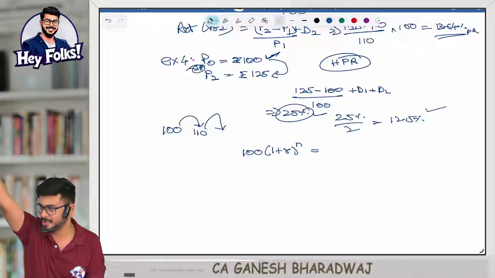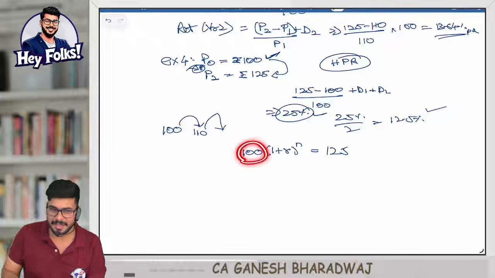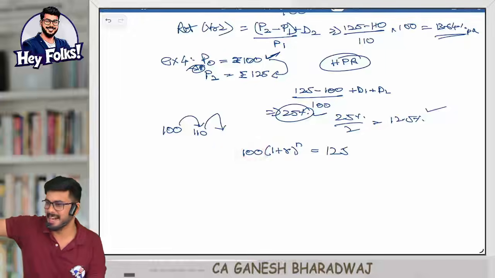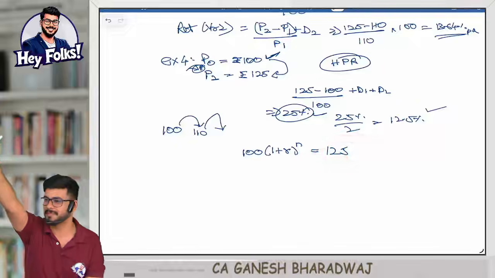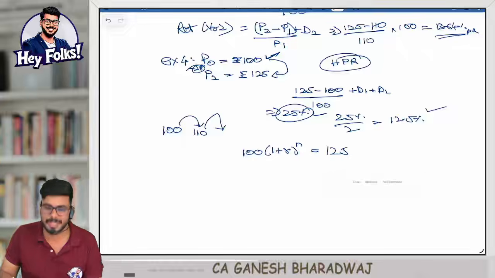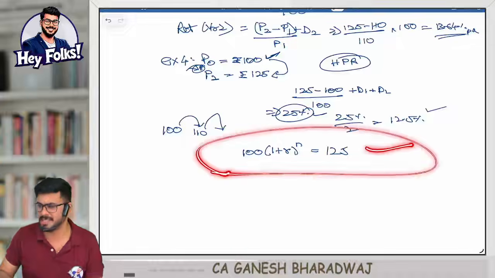Guys, you all able to understand? Here I will say 100 rupees, reinvested at the end of first year again, and at the end of second year again, at the end of third year again, and so on, became 125 rupees at the end of the life. Which means how much is going to be my effective rate of return? This is what is called the compound interest formula.